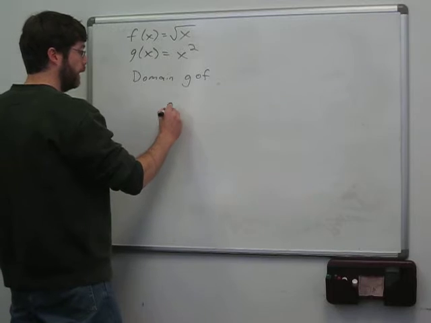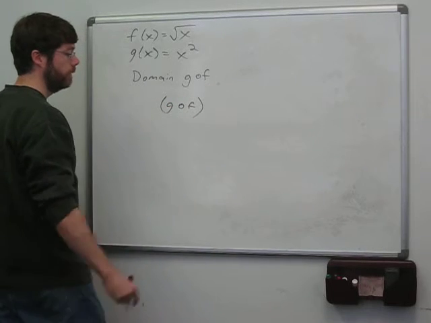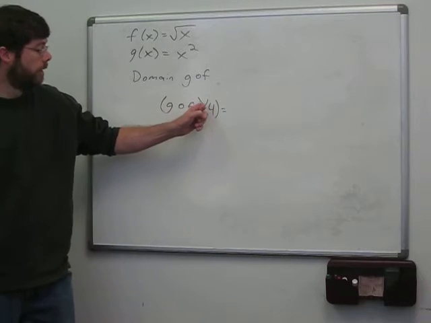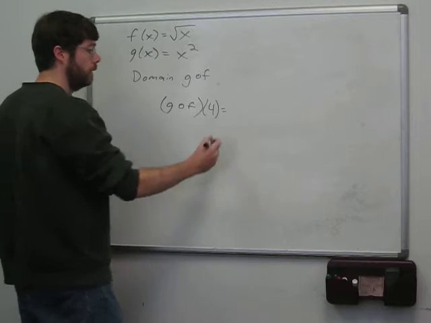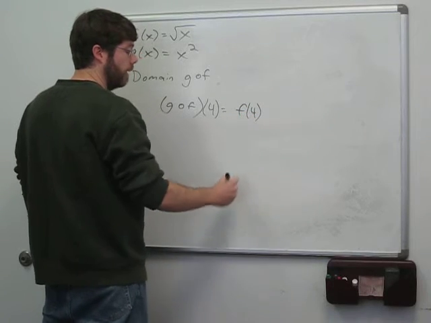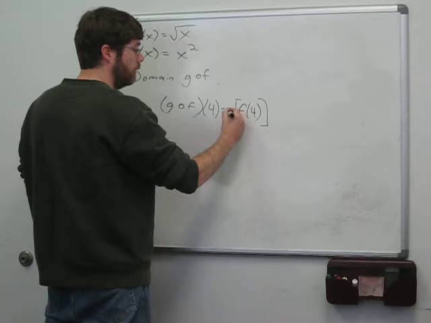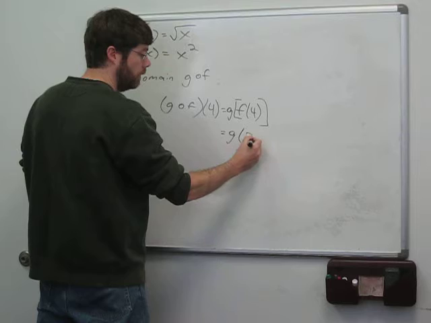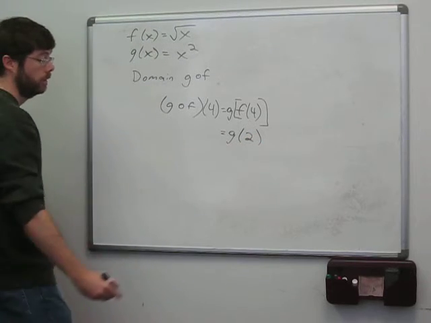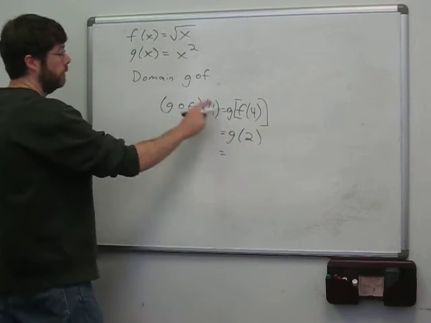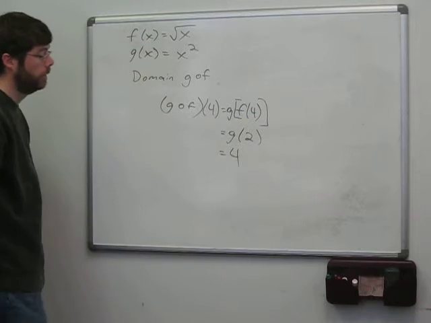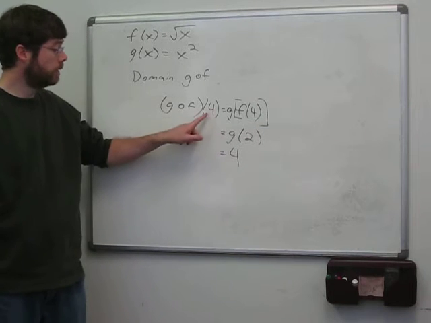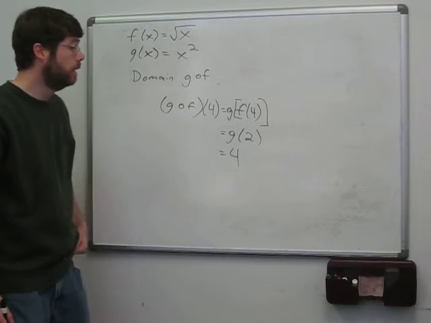Let's start just by computing g of f for a couple x values. Suppose we want to compute g of f when x is equal to 4. We're going to apply f to 4 and then apply g to that result, right? Well, f of 4 is 2 because the square root of 4 is 2. g of 2 is 2 squared, which is 4. So when we put 4 into our function, we get a real number out, and so 4 is certainly in the domain of g of f.